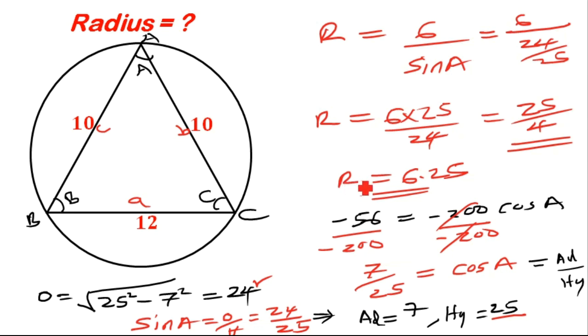Ladies and gentlemen, that is the simplest means to determine the radius of this circumscribed circle using the sine and cosine rules.